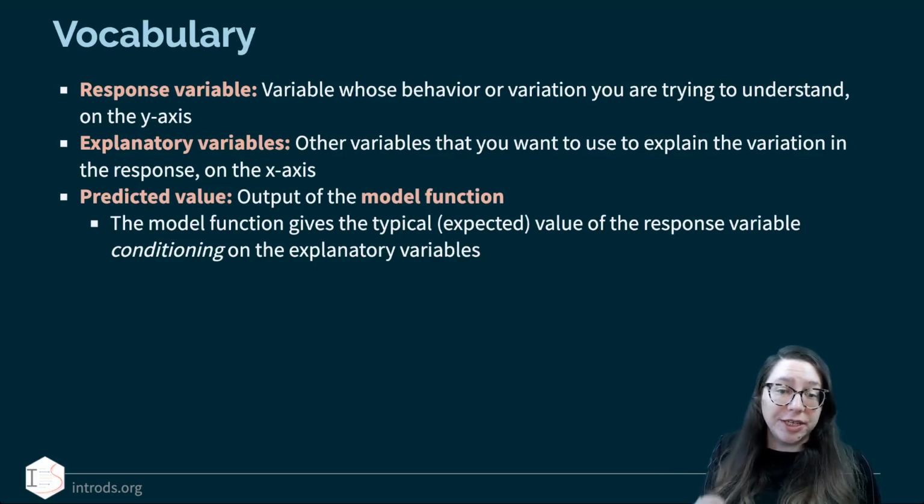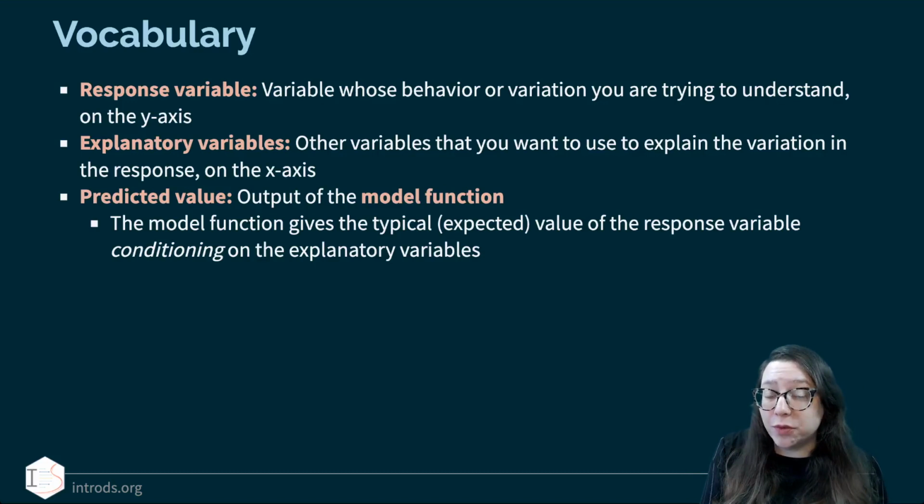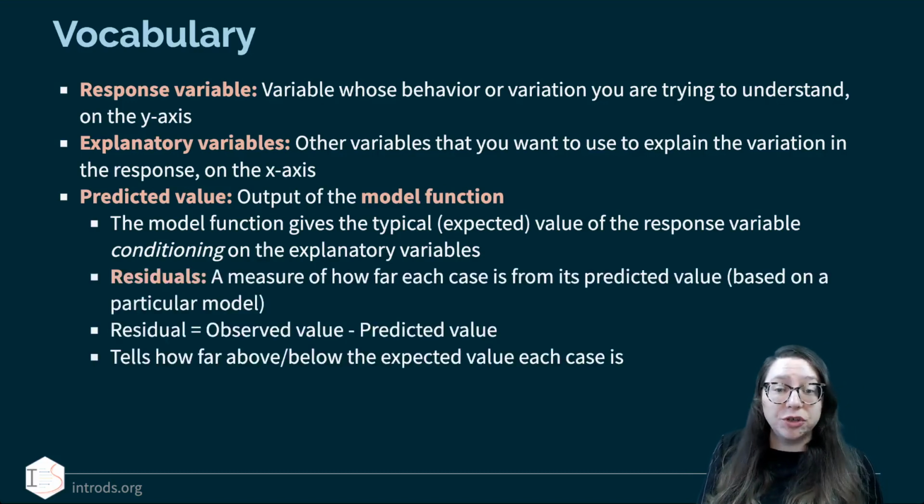So the model function gives the typical or the expected value of the response variable, conditioning on the explanatory variable. So given a value of x, what would we expect y to be under this model? The residuals are a measure of how far each case is from its predicted value based on a particular model. So we need to know the predicted value in order to be able to calculate our residuals. The way we calculate the residual is it's always observed value minus the predicted value. And they tell us how far above or below the expected value each case is.